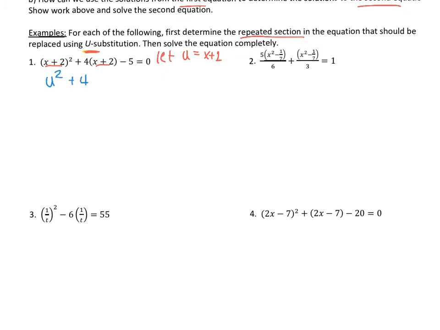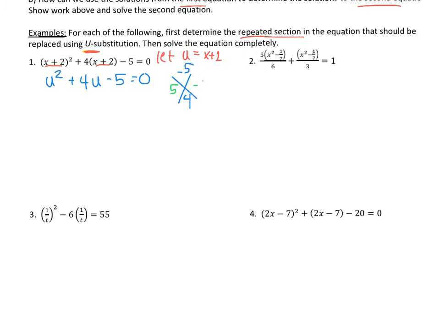plus 4, and instead of x plus 2, it would be 4U minus 5 equals 0. So now I just have a quadratic. This is something we're familiar with. This is something we have a strategy for, and we can solve this by factoring. So I'll use my diamond game, plug in my -5 here, 4 down here, and I'm looking for two numbers that multiply to -5 and add to 4. So that would be +5 and -1.